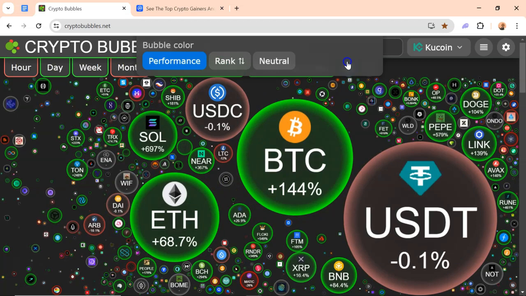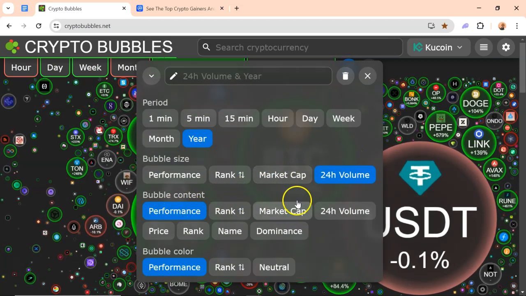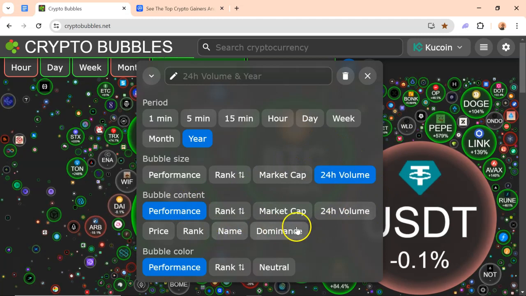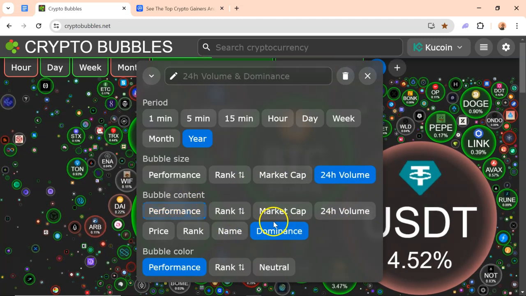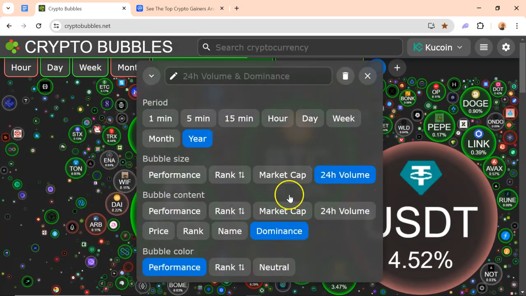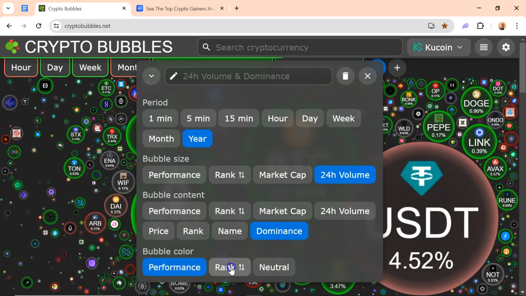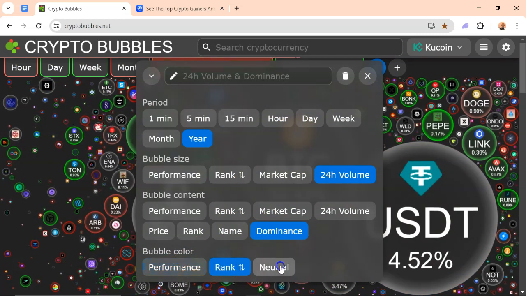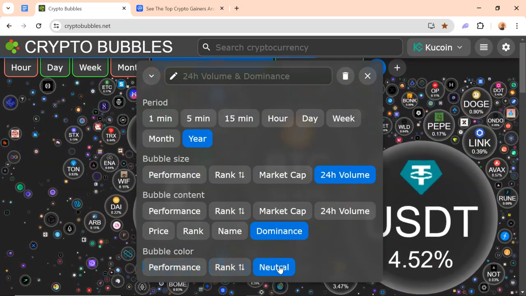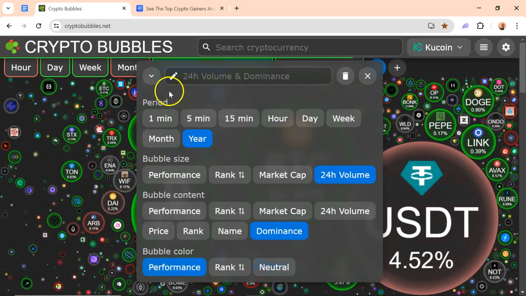In the crypto space. So you can come here and say, okay, bubble content, you can change this to name, dominance if you want. You can see in terms of dominance in the market, right? So basically, you can even change the color based on performance or based on rank, or it should be neutral like this. Everybody is the same color, or like this one. Okay, so that's one thing.